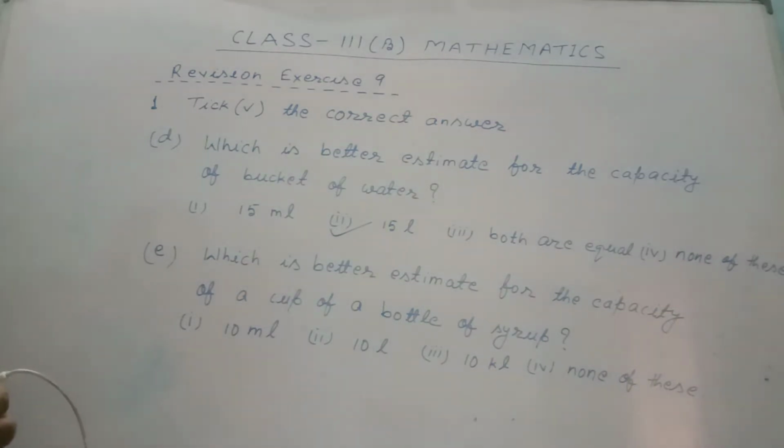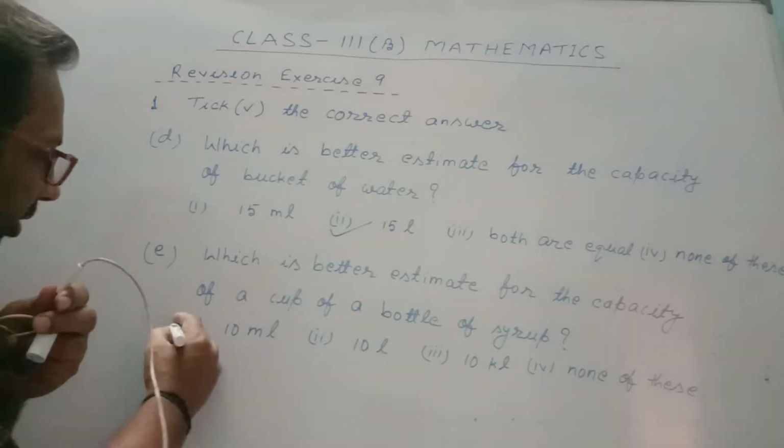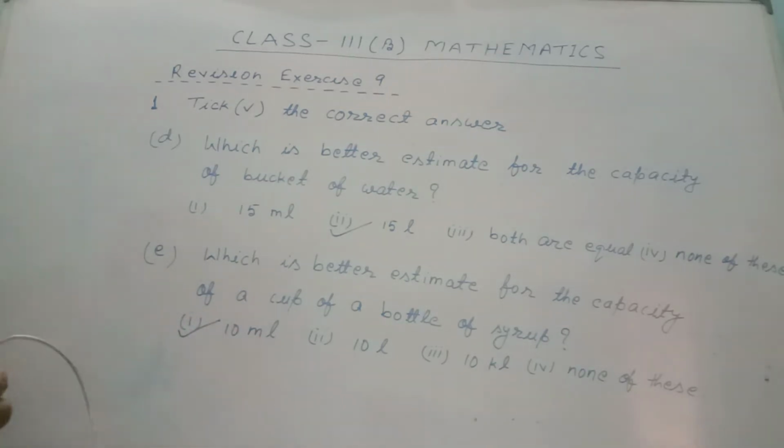So in option number 1 you are seeing 10 milliliter is given. So the better estimate for the capacity of a cup of a bottle of syrup will be 10 milliliter. You tick this answer, option number 1. In this way we completed the multiple choice questions.